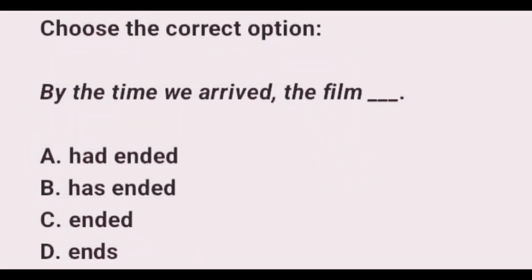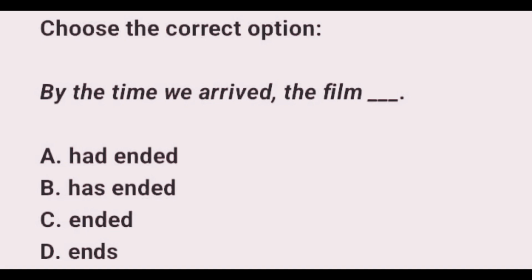Now we have question 9. It says choose the correct option. By the time we arrived, the film blank. A, had ended. B, has ended. C, ended. And D, ends. This question is on grammar and it is on tenses. So the correct option here is had ended. By the time we arrived, the film had ended.